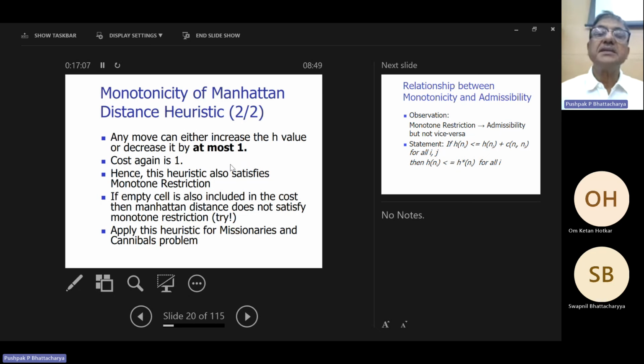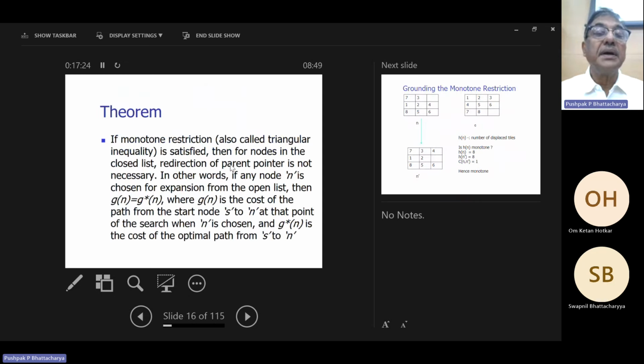And this means that you do not have to go to the closed list and change the parent pointer, which again you should verify by observing the G values of the nodes in the closed list. Okay, now let's go to the theorem. If the monotone restriction, which is also called triangular inequality, is satisfied, then for nodes in the closed list, redirection of the parent pointer is not necessary.